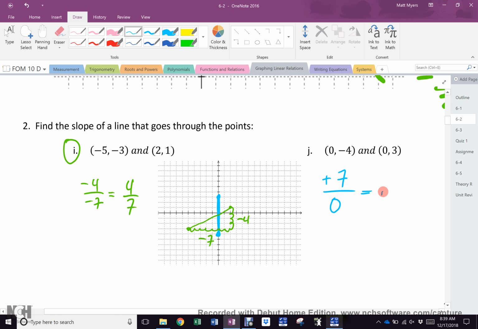So this is our undefined slope. Because it's not a slope, is it? Can I ski that? No, that's falling. Everybody understand? Everyone's cool? Yeah.